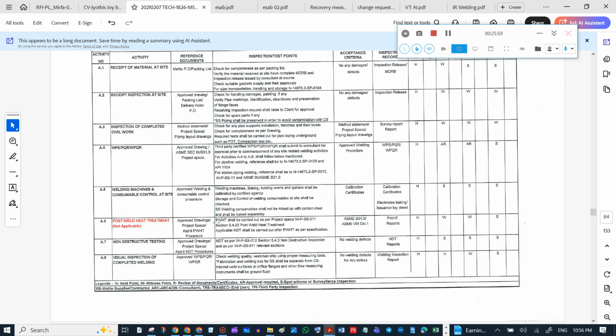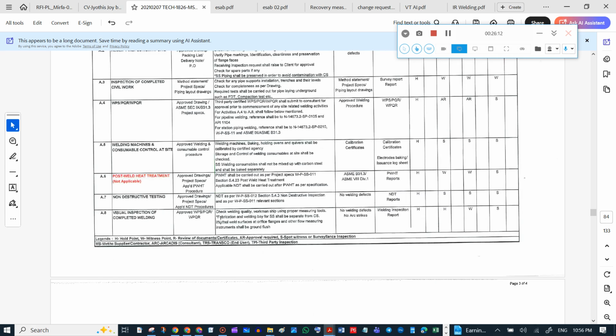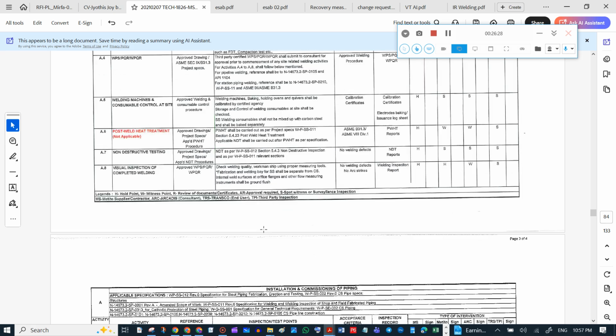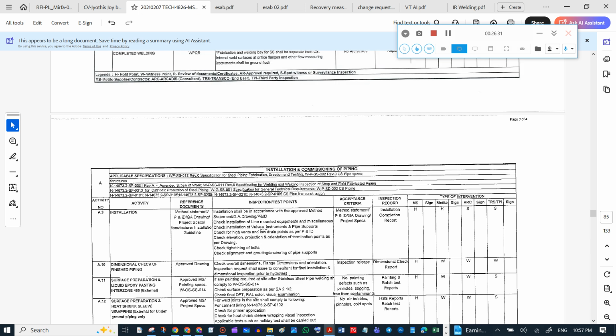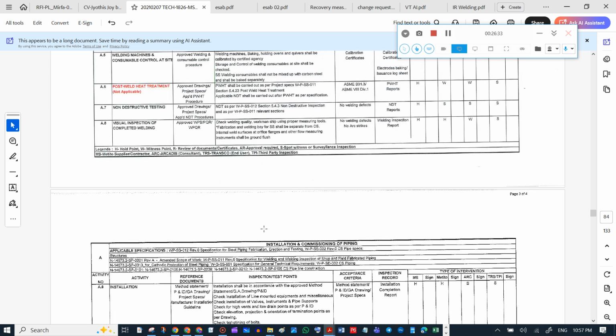Post weld heat treatment is not applicable, but if applicable, post weld heat treatment reports should be there. So that is the visual inspection of completed welding, checking welding quality and workmanship with proper measuring tools. Fabrication and welding bay for SS shall be separate from CS. Internal weld surface at orifice flanges shall be ground flush. So that's about this ITP. So what is the difference between ITP and the QCR form?